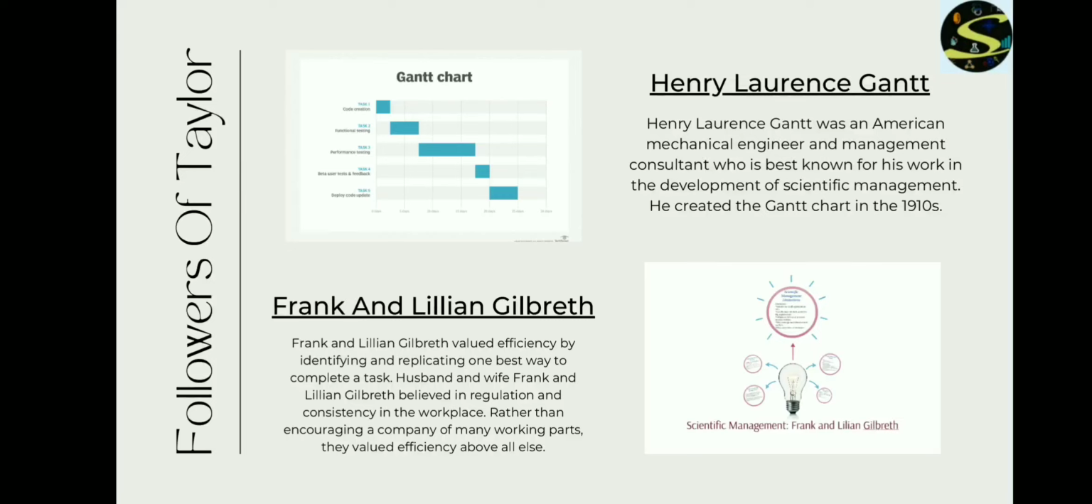The Gilbreths invented a device called microchronometer that recorded a worker's motions and the amount of time spent doing each motion. The Gilbreths also devised a classification scheme to label 17 basic hand motions such as search, grasp, hold, etc., which in turn are called Therbligs.